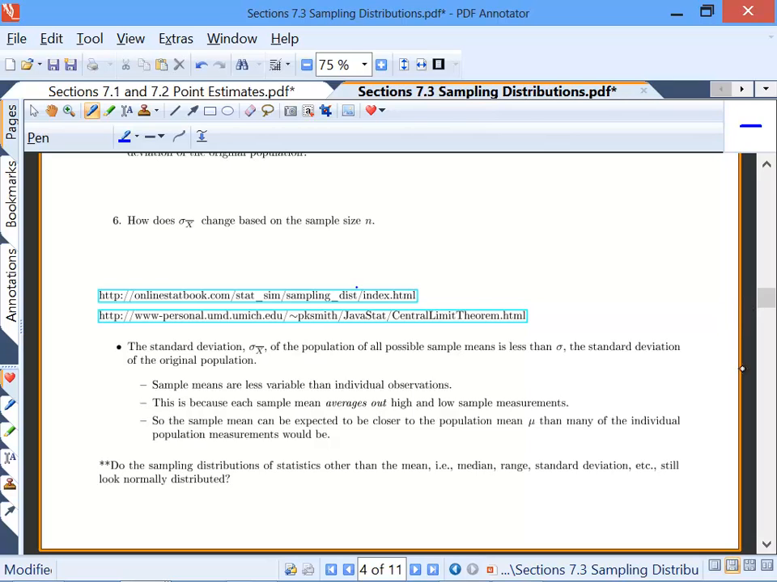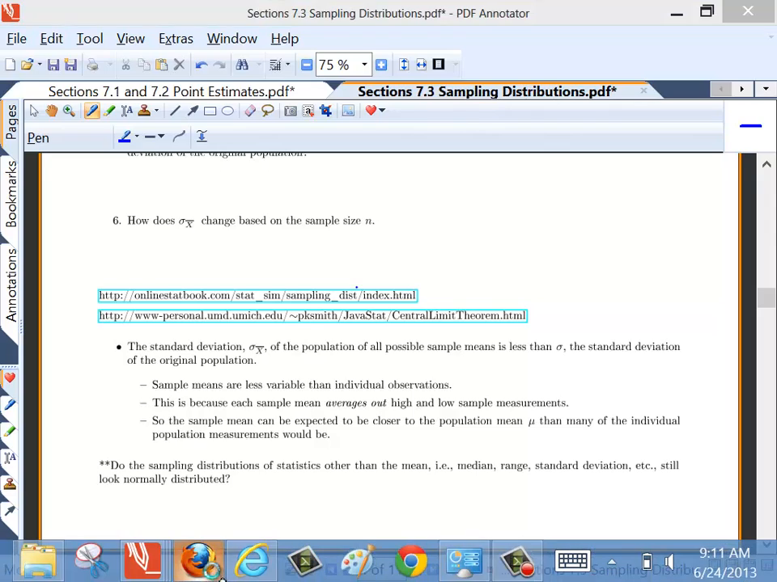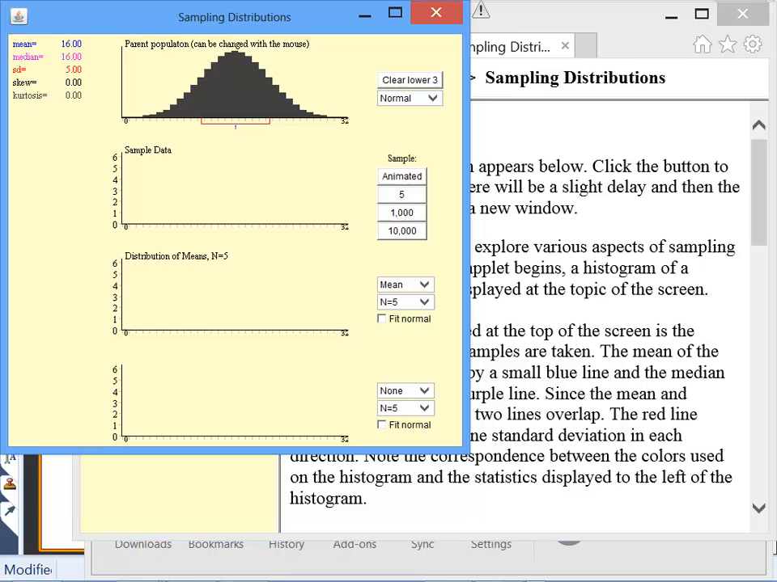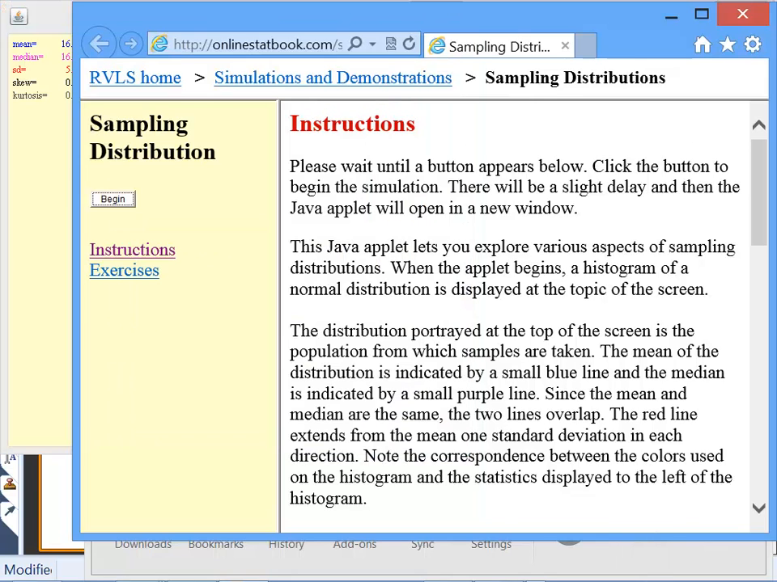Okay. Now let's go back to the apple and look at whether the sampling distributions of statistics other than the mean, i.e. like the median, the range, the standard deviation, etc., still look normally distributed. What do you think? Do you think they will or not? Any guesses? Okay. Well, let's start with the normal distribution.